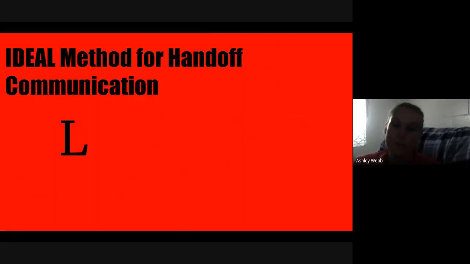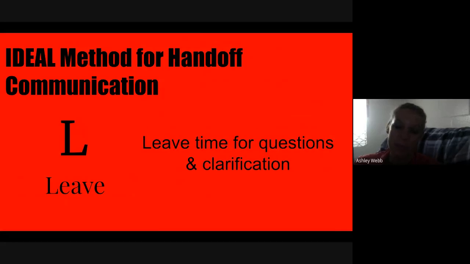L stands for leave, and that is to leave time for questions and clarification. Just like in my situation, with screening patients at the hospital, I always stick around a little bit longer. I tell them everything that's changed in the shift, and then I hold out for a little bit just to see if something comes up as a possible question. That way I can clarify anything. They certainly can text me or call me anytime once I've left, but that way we can answer any questions face to face and get that clarified before I take off.